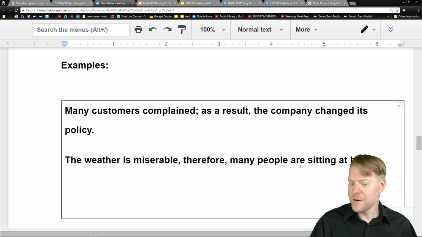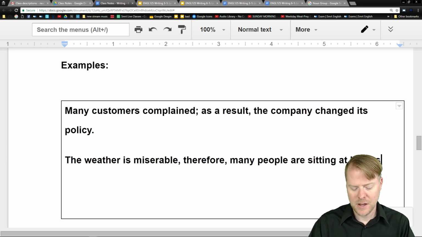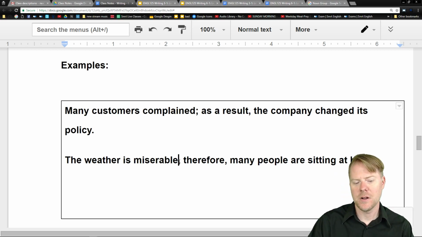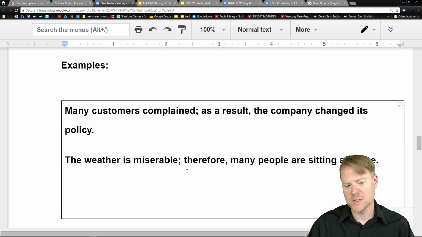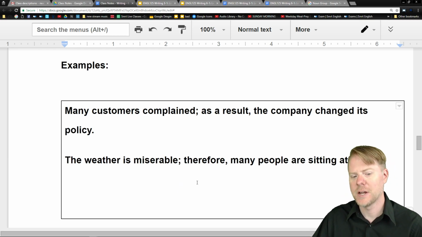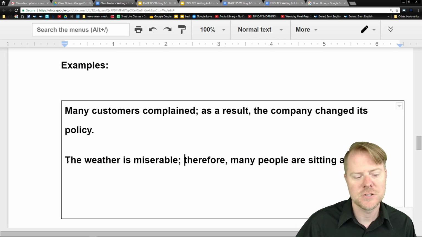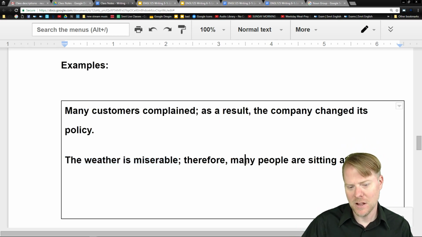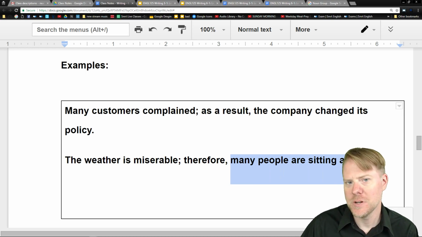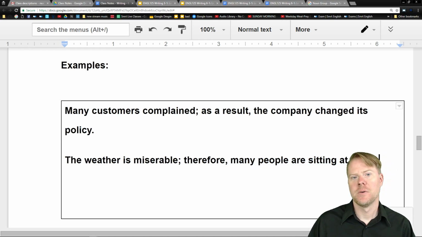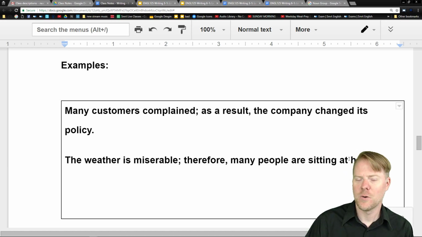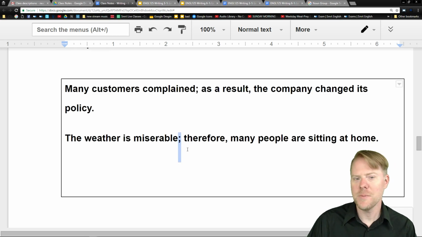The weather is miserable; therefore, many people are sitting, and we just say at home, sitting at home. Remember, the beginning punctuation is a semicolon, and the reason it's a semicolon is because these are two independent clauses. Two independent clauses need to be separated by strong punctuation. What I mean by strong punctuation is a period, a question mark, an exclamation mark, or a semicolon.